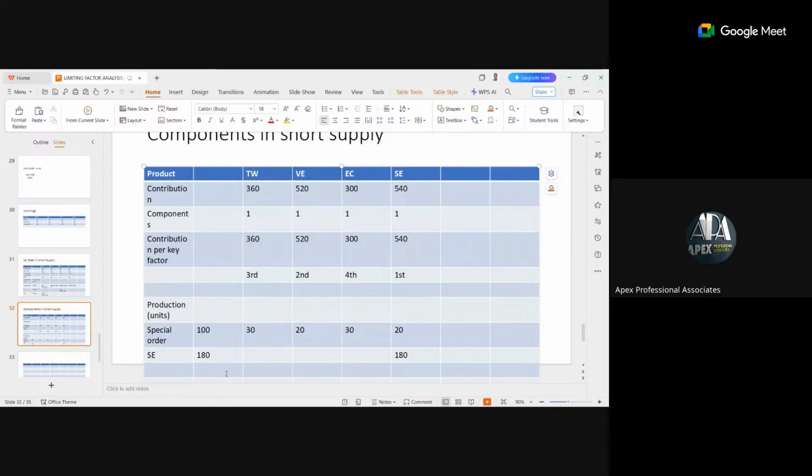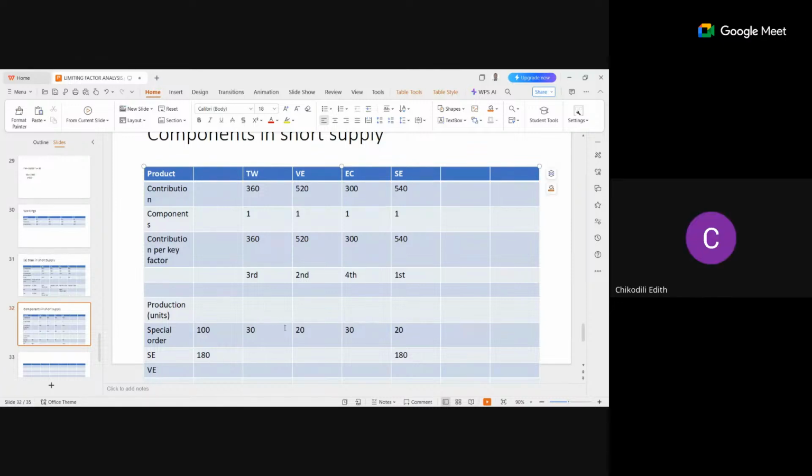So, do we have a balance? Out of 400, we've used what? We've used 280. So, which is ranking next now? VE. What is the balance we have?